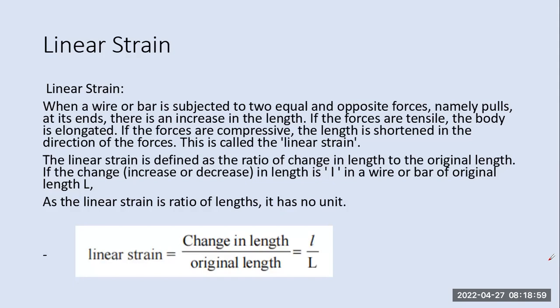So first, we have linear strain. Linear strain, where a wire or bar is subjected to two equal and opposite forces, namely pulls at its end, there is an increase in the length. If the forces are tensile, the body is elongated. Kumbaga mahihila siya, hahaba yung ating body.